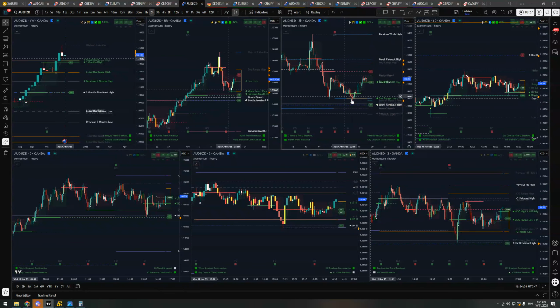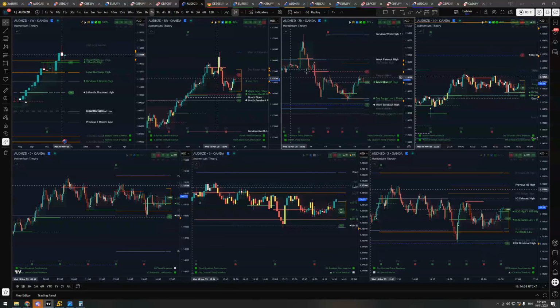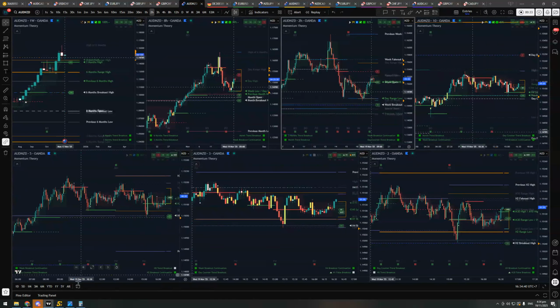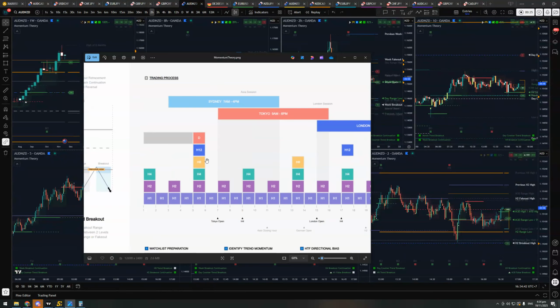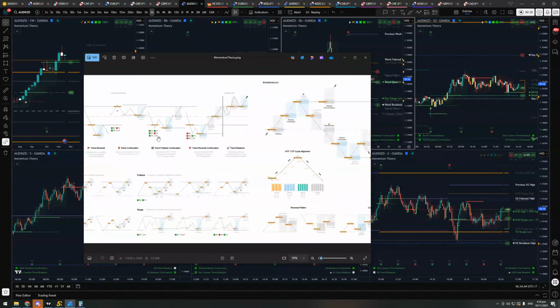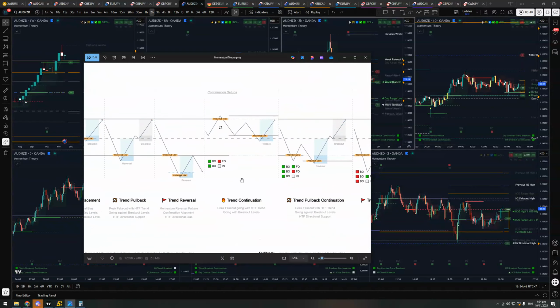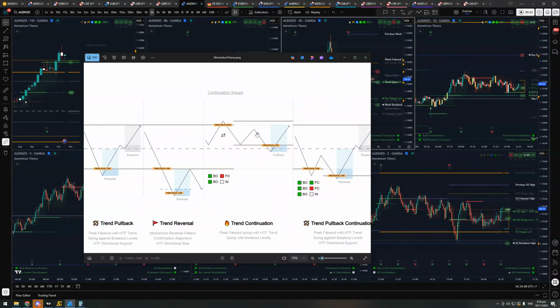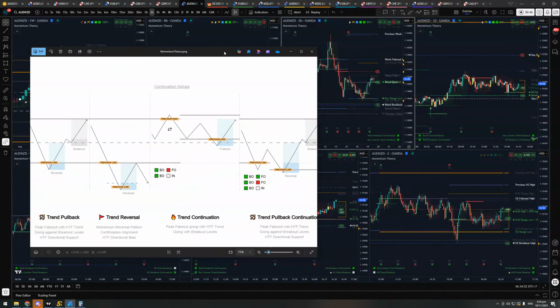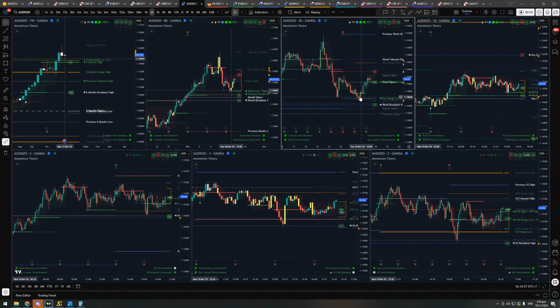And then this week, price came down, faked out the previous week low. So breakout followed by bearish fake out. This is a trend continuation setup. Want to see price come down, fake out the previous week low as well as the previous day low above the breakout level. It did that.